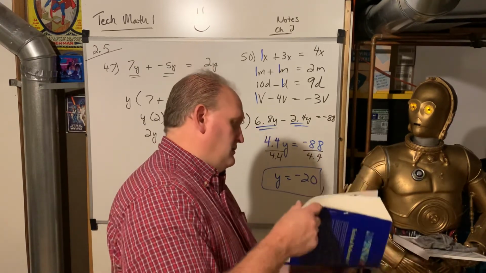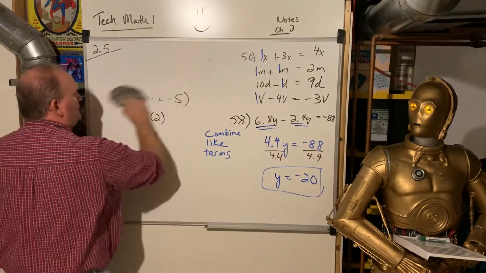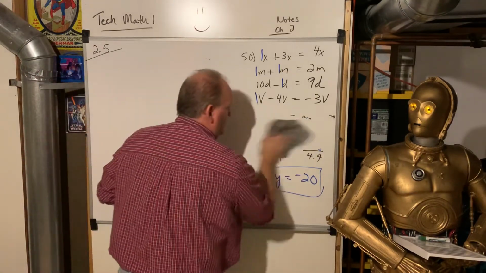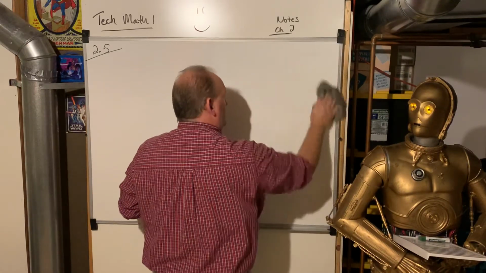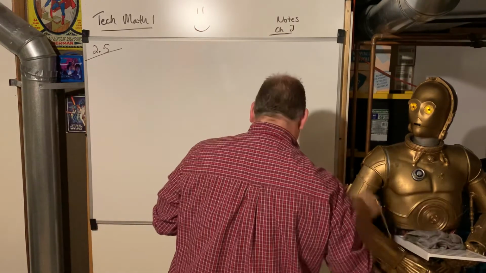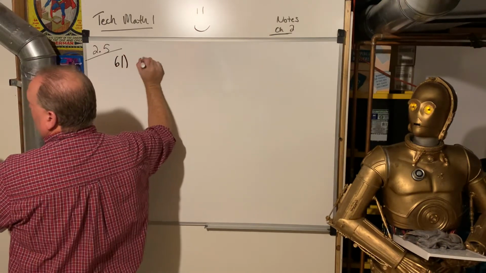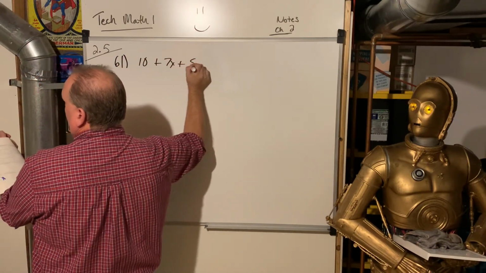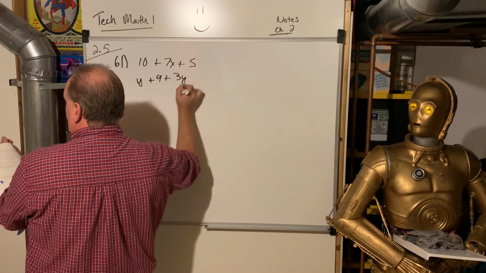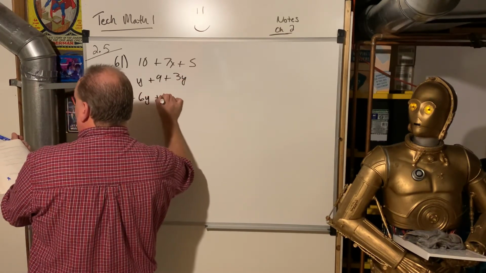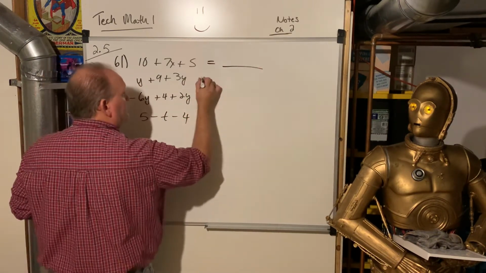So here, let's do 61. That's where I kind of miss having you guys here in real time, like face-to-face classrooms, because you can catch little stupid errors like that while we're following along. All right, so this is just combining like terms.